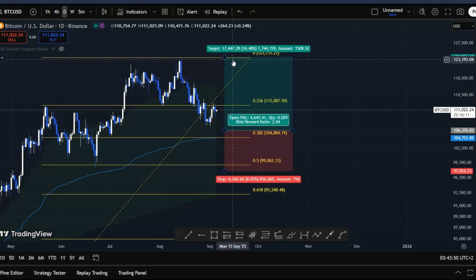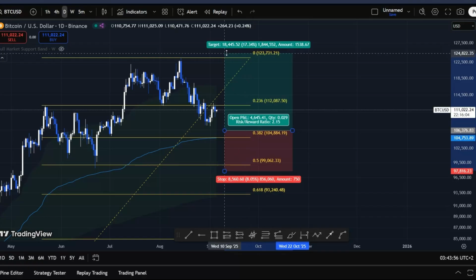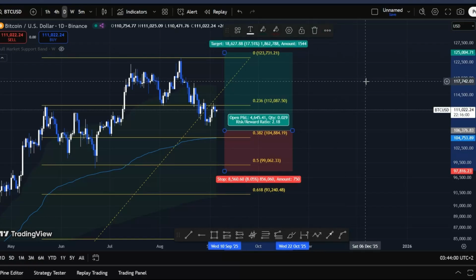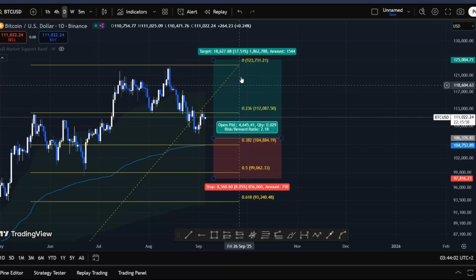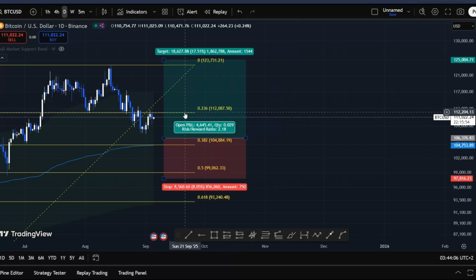And the take profit, I'm not going to have it at 123. I'm going to have it at 125. I really think we're hitting 125 in the next 6 weeks, probably 6 to 8 weeks. So, okay, now what do I do with this?